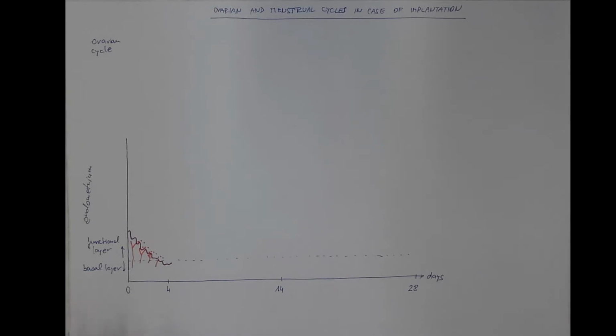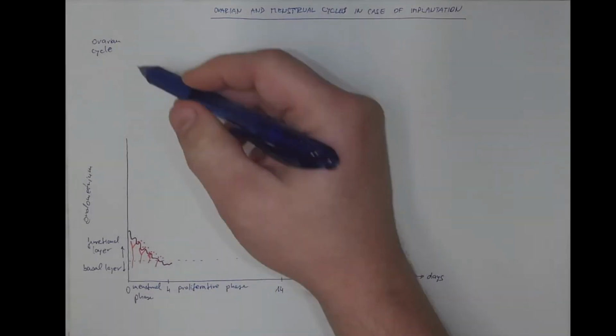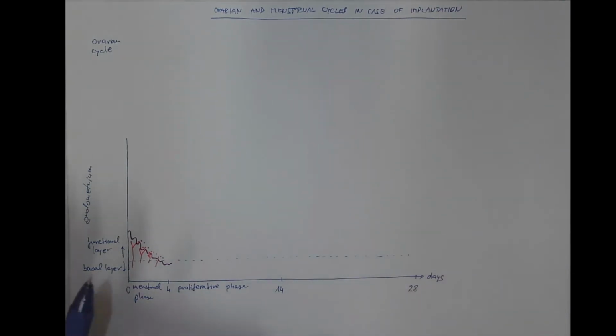And after these 4 days of the menstrual phase, the endometrium starts to regenerate. For that, a proliferation, multiplication in numbers, is required, so that's why we call it proliferative phase. How so? Let's return to the ovarian cycle.